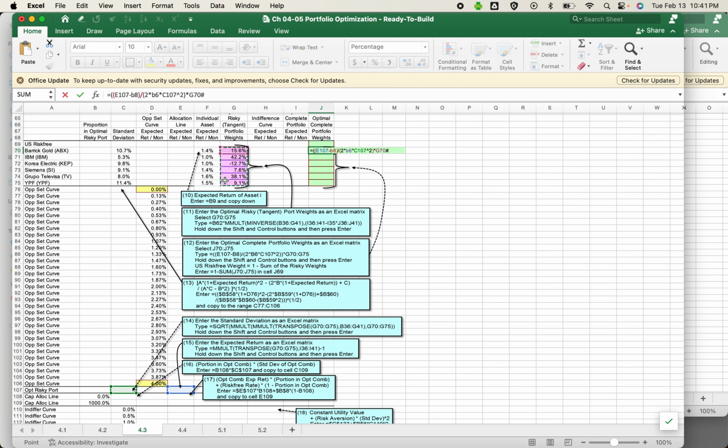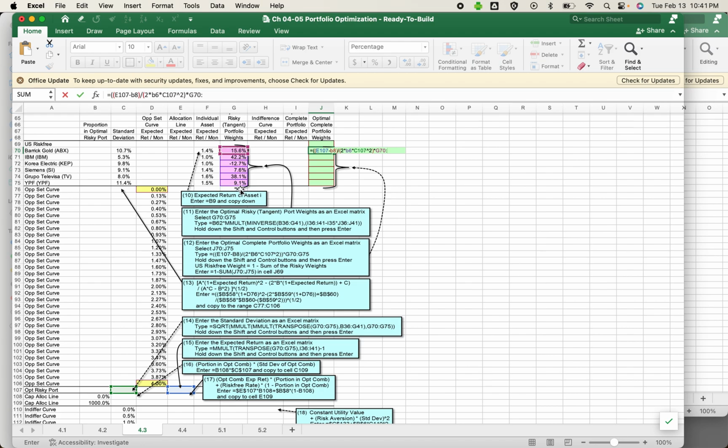Why do I multiply it? Because in order to get my full weights in my complete portfolio, I can take the proportion of my risky portfolio within the complete portfolio and multiply it by weights within the risky portfolio.